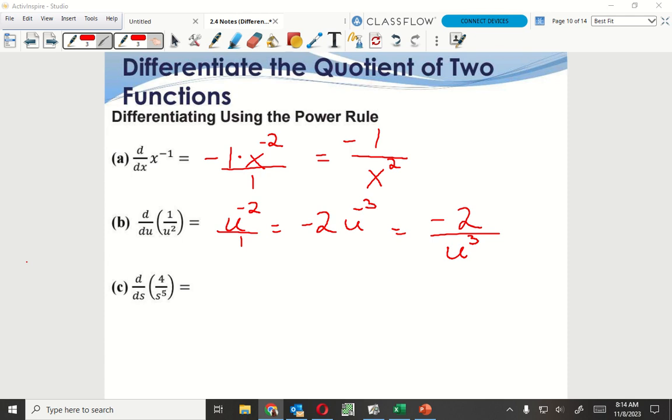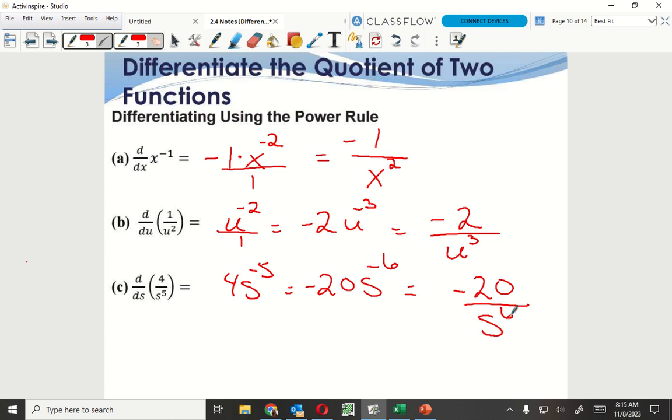All right, what did we get? Very good. So we have 4s to the negative 5. That's negative 20 s to the negative... Ouch! Oh, -6. Very good. All right. And that turns into negative 20 over s to the positive 6 there. Okay. No worries. That's kind of why I had you guys try that one yourself. All right. Let's look at the next one.